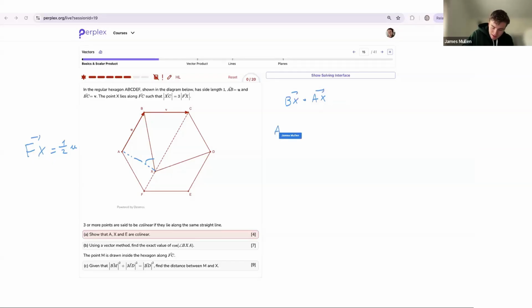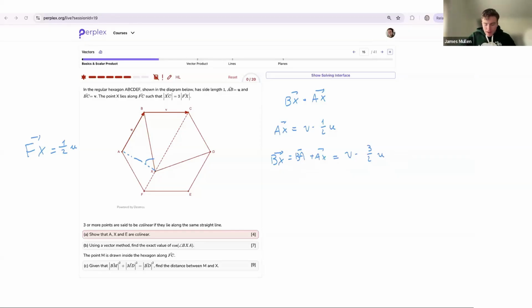And let's remember that ax was equal to v minus u plus half of u, which was v minus half of u. And now I can say that bx is going to be, well, I can do something similar. bx is going to be b to a plus a to x, and b to a is minus u, so minus u plus v minus half of u is going to be v minus 3/2 of u.